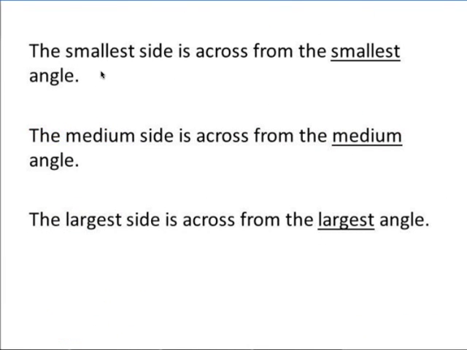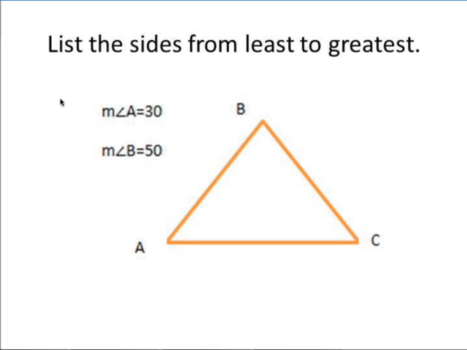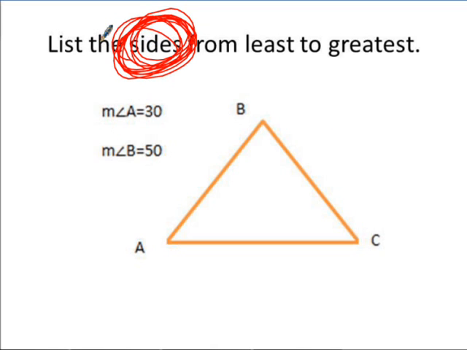This should make sense. The smallest side of a triangle is across from the smallest angle. The medium side is across from the medium angle, and the largest side is across from the large angle. If you draw a triangle right now and you look at it, that makes a lot of sense. So, looking at this triangle, the big mistake here is that we're asking you for sides. Make sure that when we ask you for sides, you give us sides. Let's label the drawing. We say that measure angle A is 30. Measure angle B is 50.